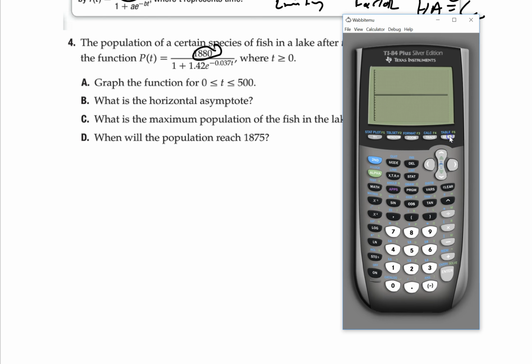I can hit graph. And I really still don't see anything. Why though? Because remember, what's my max? 1880. I'm not even close. I'm going negative 10 to 10. Let's fix that too.